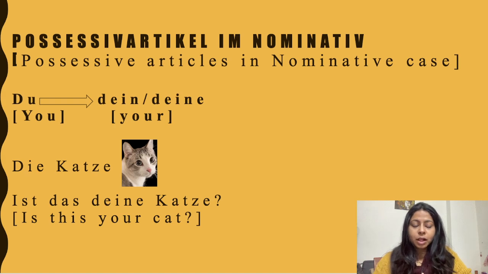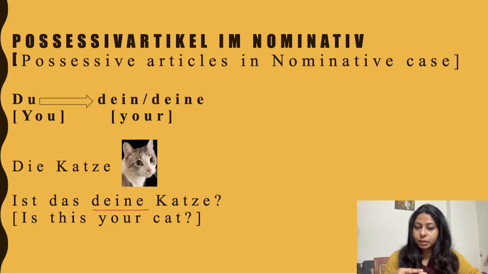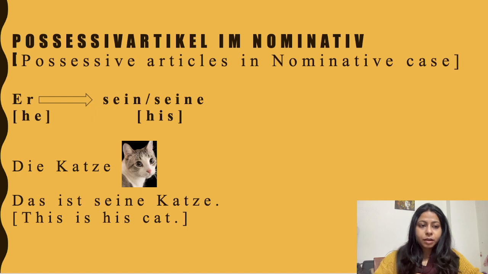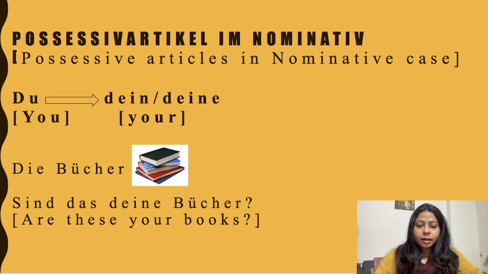Now, let's look at the feminine article. Die Katze: "Ist das deine Katze?" So, we just noticed with mein also, it was meine Katze. With dein also, it would be deine Katze. So, with plural, die Bücher: "Sind das deine Bücher?"